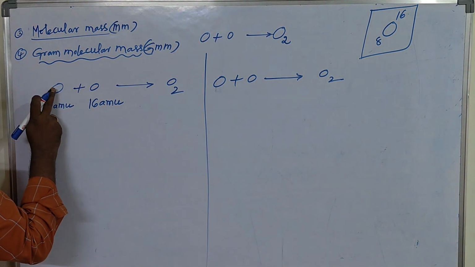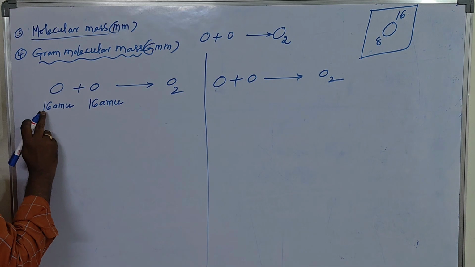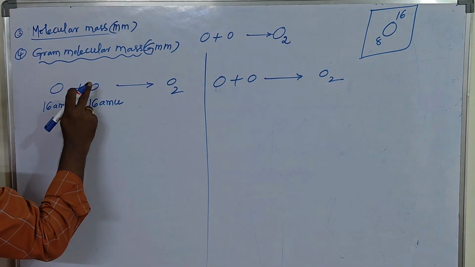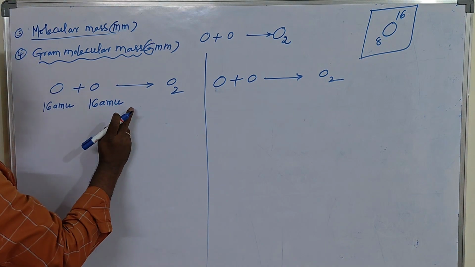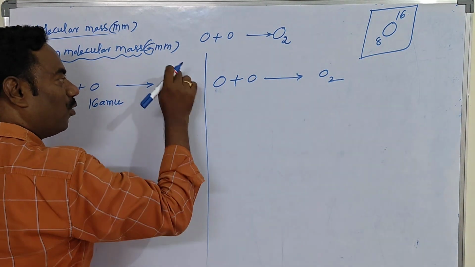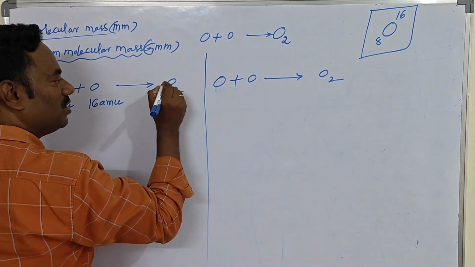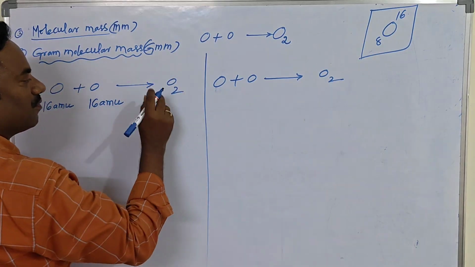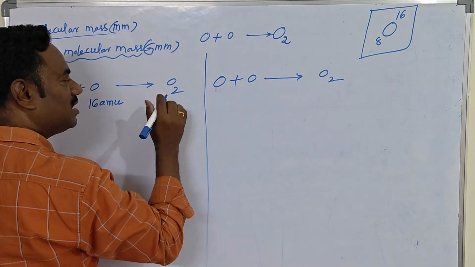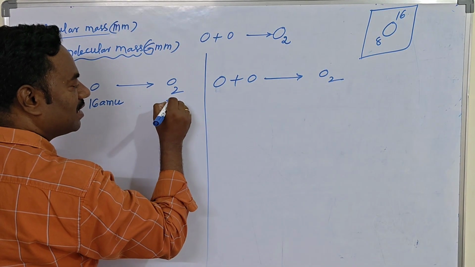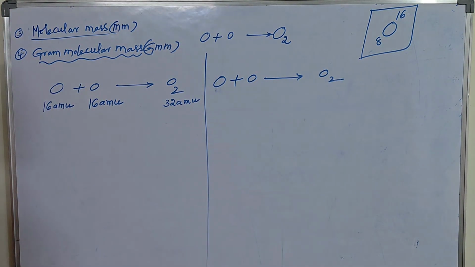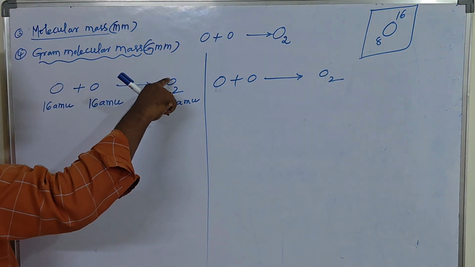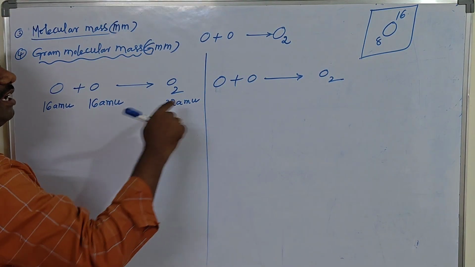If 1 oxygen is there, its mass is 16 AMU. Here also 1 oxygen is there, meaning 16 AMU. Now 1 O2 is there. 1 O2 is there, meaning its mass is 32 AMU.